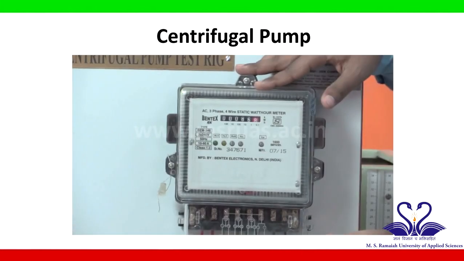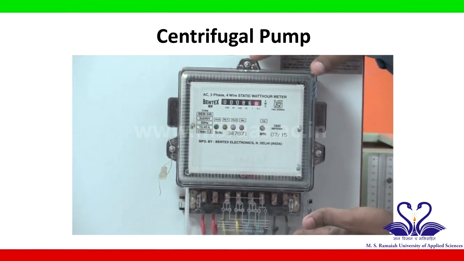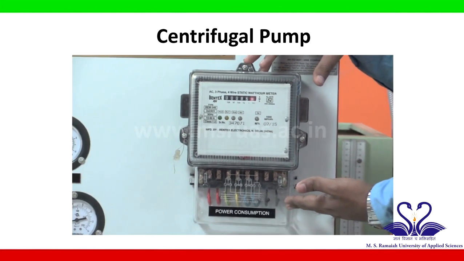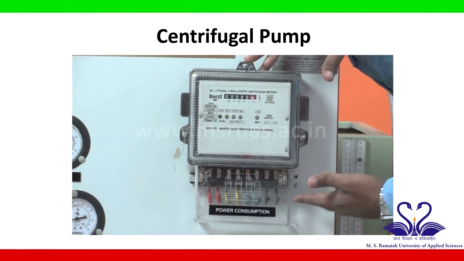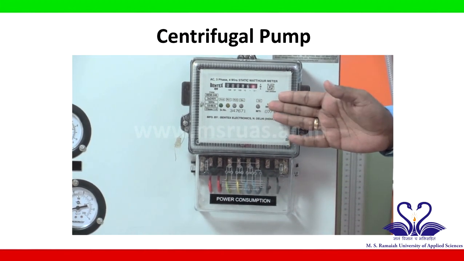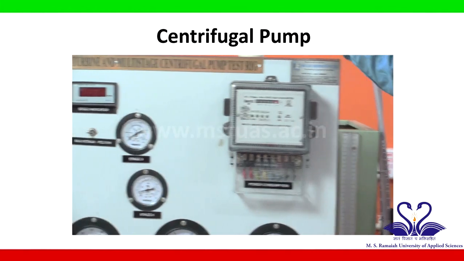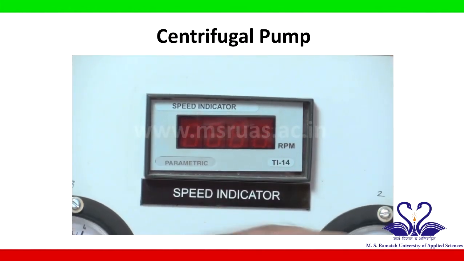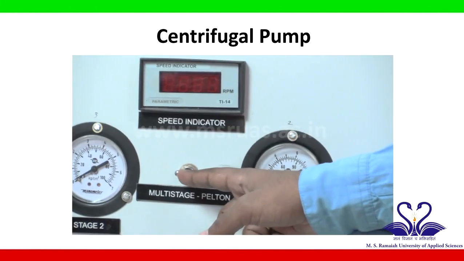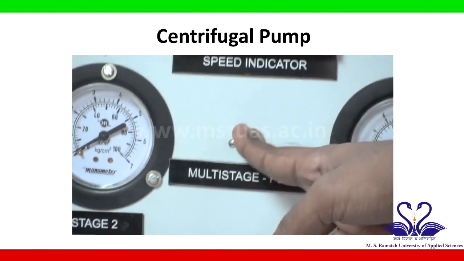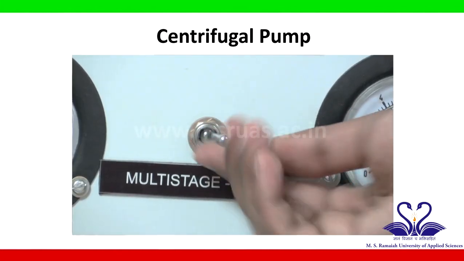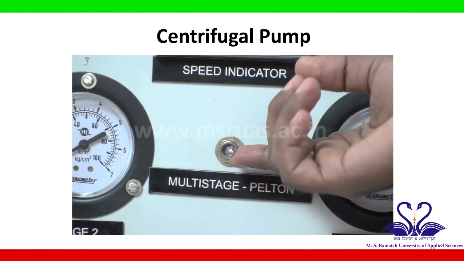It also consists of an energy meter which is used to indicate the power consumption by the electric motor. The power consumption is calculated by noting down the time for a particular number of blinks on the energy meter. It also has an indication which gives the speed of the centrifugal pump. There is a toggle switch. If we put it to the left, it shows the RPM of the centrifugal pump, and if it is shifted to the right, it gives the speed of the Pelton wheel.